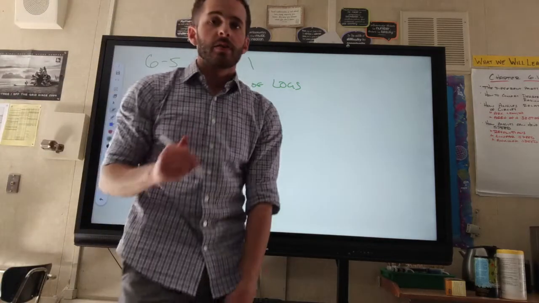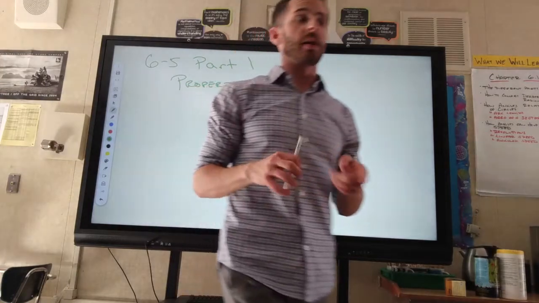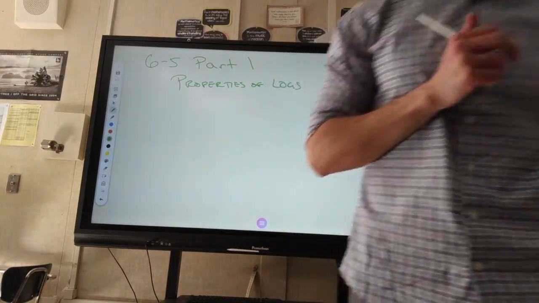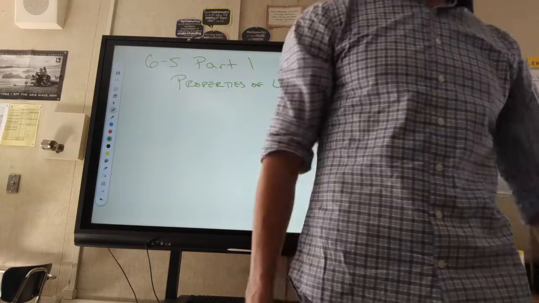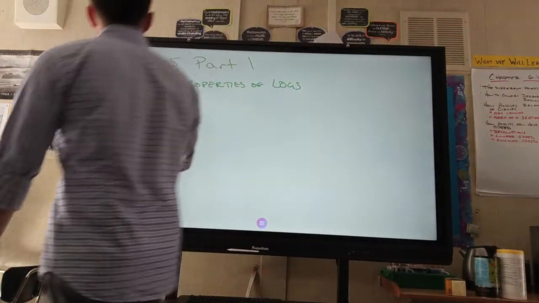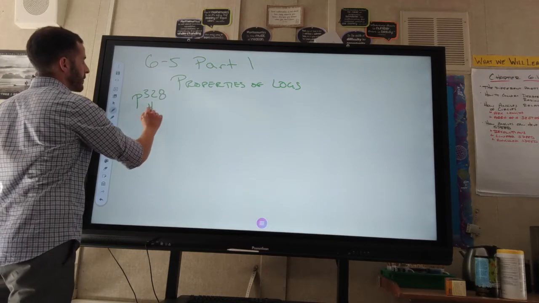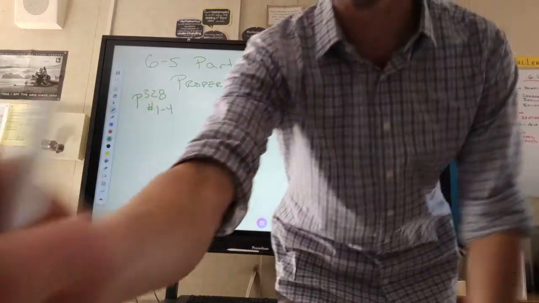All right. So welcome to 6.5 Part 1, Properties of Logs. You need to be on page 328 and copy down the core concept, properties of logarithms, for the product property, the quotient property, and the power property. And I'll do 1 through 4, and then we'll do some from the book. All right, so go ahead and copy it down.